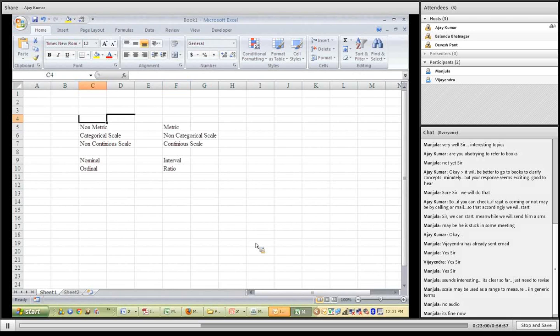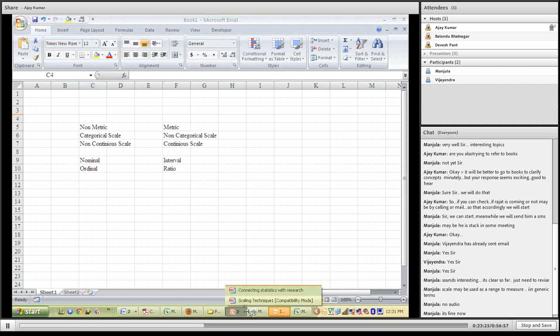So we have two broad categories, non-metric and metric. Metric is also called non-categorical and a continuous scale. Non-metric is also called categorical and non-continuous scale. Non-metric are of two types, nominal and ordinal. In the same way, metrics are of two types, interval and ratio. So this is the broad classification that we talk of when we talk of scales. So let us get back to our usual thing, which is our PPT.